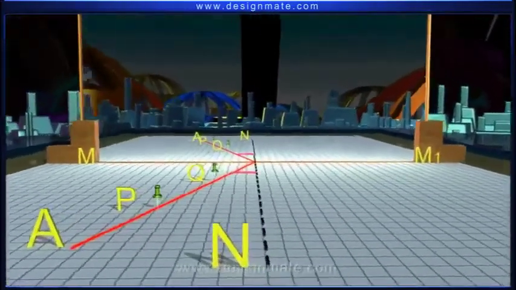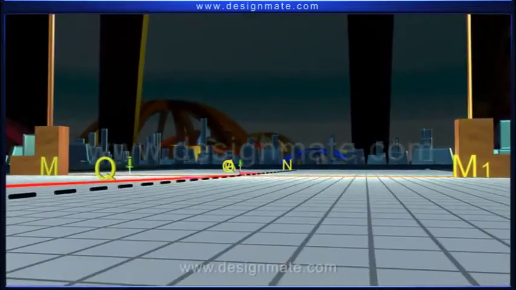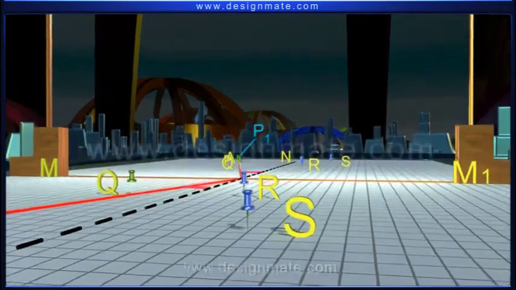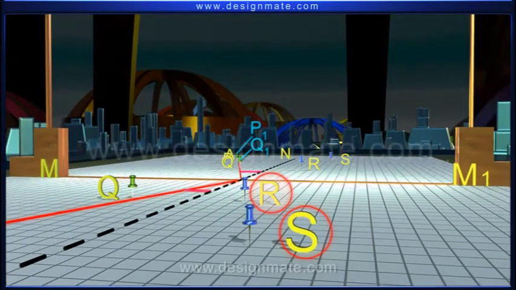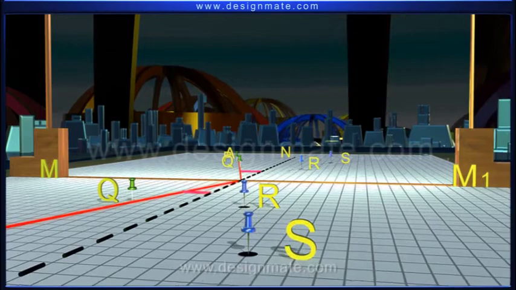Observe the images P1, Q1 of P and Q from the other side of the normal in such a way that both of them lie on the same line. Now, fix pins R and S on the board in such a manner that P1, Q1, R, and S are all seen in one straight line. Encircle the position of pins R and S with a pencil.